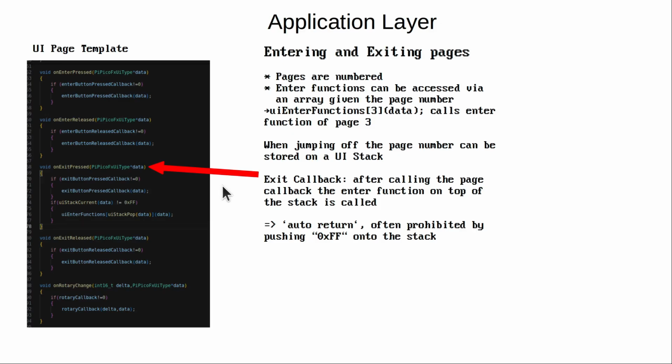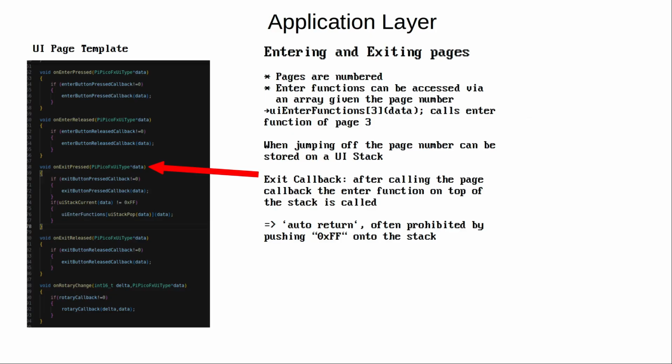All the enter functions are stored in an array whose index is the program number. For example, UI enter function 3 bracket data calls the enter function of page 3. Page 0 is the first page, by the way. When jumping off, the page number can be stored on a UI stack.